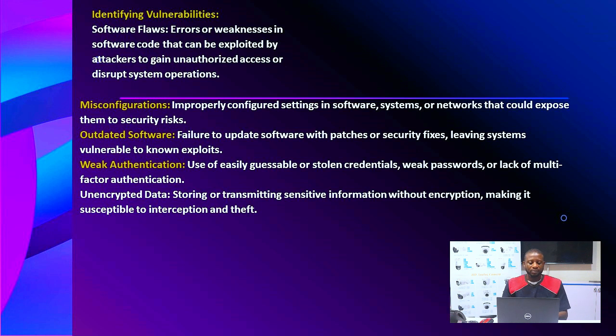Now, the next one is misconfiguration. Improperly configured settings in software, systems or networks could expose them to security risk. So our network, our system, our software should be configured properly. Then outdated software: failure to update software with patches or security fixes, leaving systems vulnerable to known exploits. When there is any new patch or update on the software we are using, we should ensure that we update regularly.